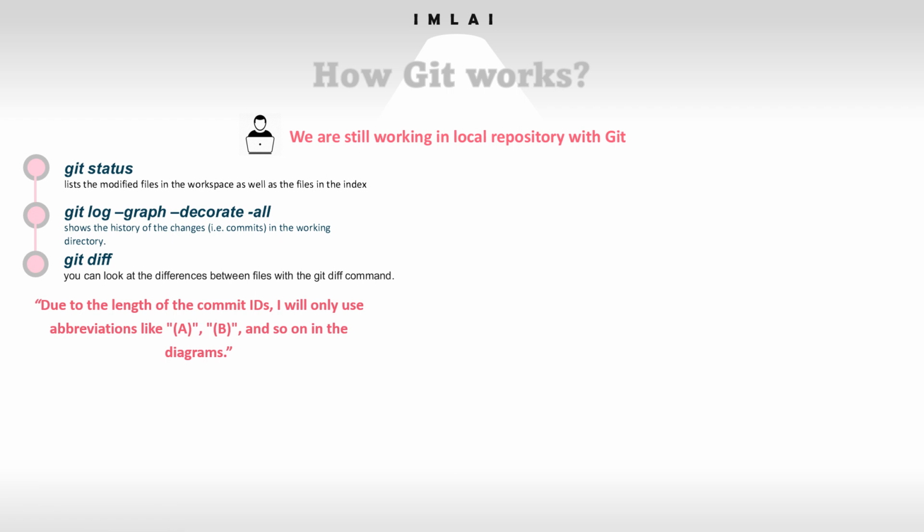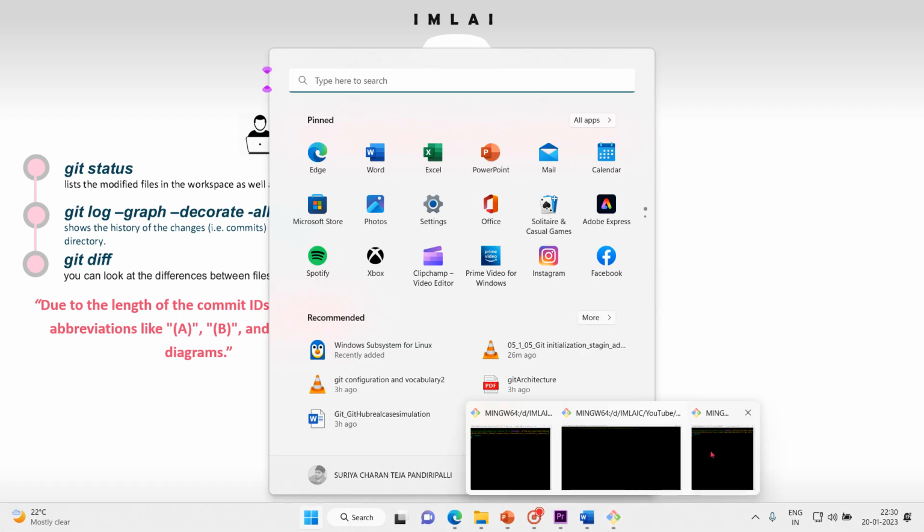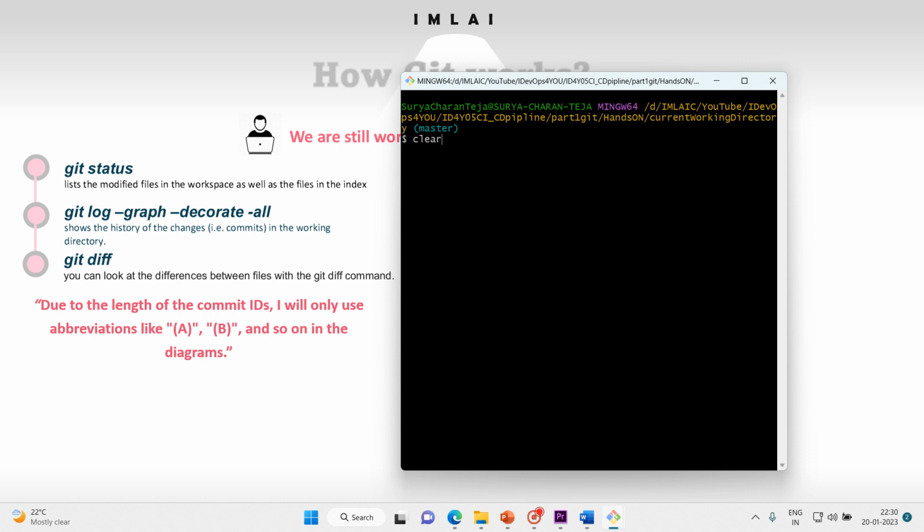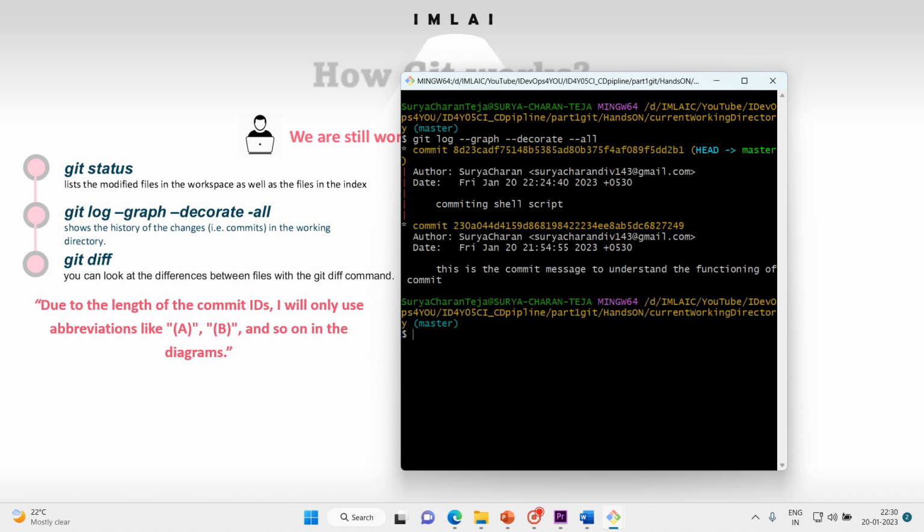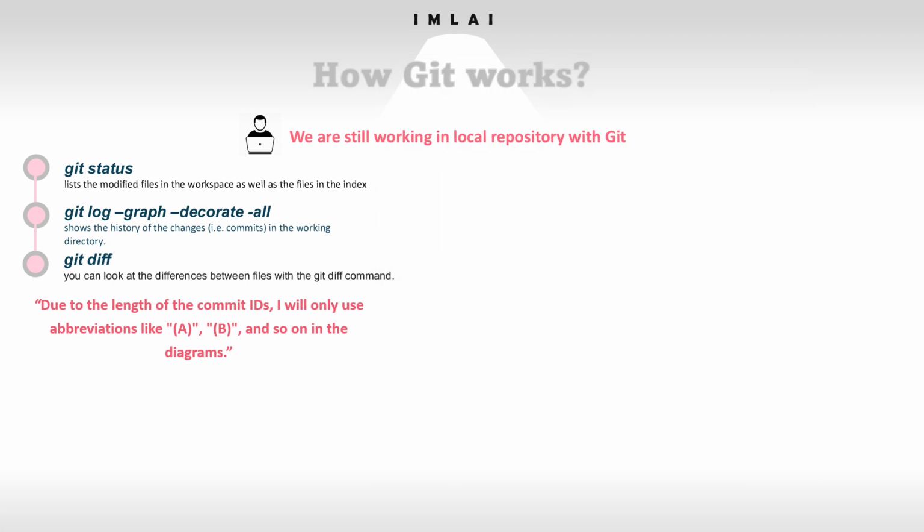Those are called commit IDs. So git log, you see that very big commit ID, this much. You can see that it's huge. Because of the length of these commit IDs, we only use abbreviations like A, B, and so on in these diagrams, in this pictorial representation.